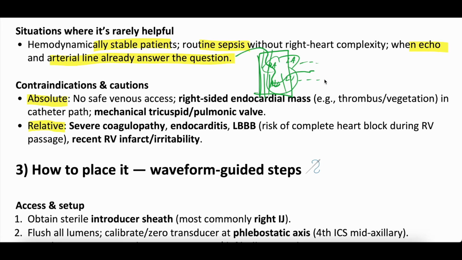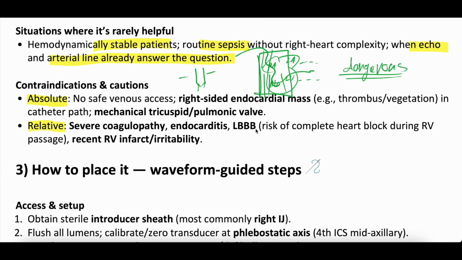If they have a big right-sided endocardial mass, or a thrombus, or a vegetation, or a mechanical tricuspid valve, or what have you, pathology on the right side of the heart can make this procedure quite dangerous because you have to float through there blindly if you're not doing it with imaging guidance. And then relative contraindication, severe coagulopathy. You know, these are big catheters. You have to put in a big MAC introducer sheath that is quite large and can cause bleeding.